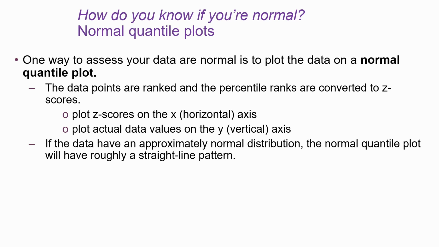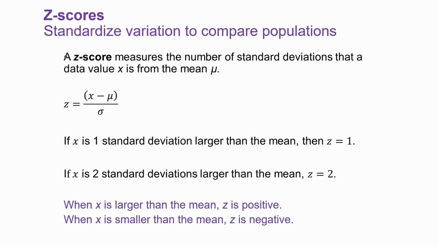Am I not normal? So one way to assess your data normality is to plot the data on a normal quantile plot. And we don't have to calculate this. We're going to have the software do it for us, but we need to know what it means. So what this does is it takes each data point in our data set and ranks it. And the percentile ranks are converted to z-scores. I'll talk about z-scores on the next slide. Then the z-scores are plotted on the x or horizontal axis, and the actual values are plotted on the y-axis. If the data have an approximately normal distribution, the normal quantile plot will have a roughly straight line pattern.